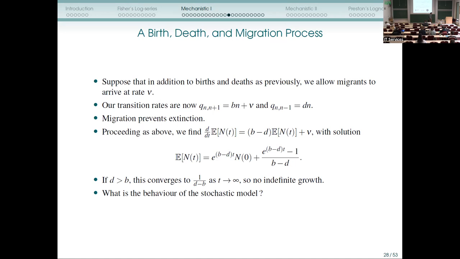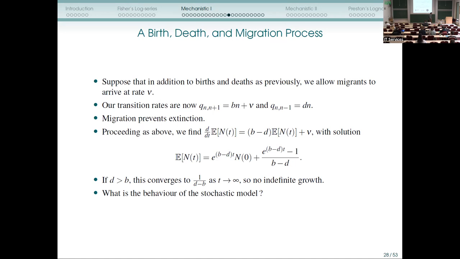The migration disappears, or there should be a nu right here. Yeah, thank you. There's a missing nu right here, which is basically what's happening, and this is basically exponential decay of the population being fed by migration, feeding in new individuals, keeping it going.